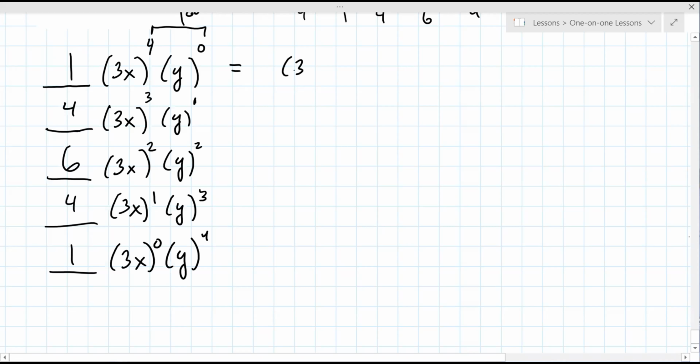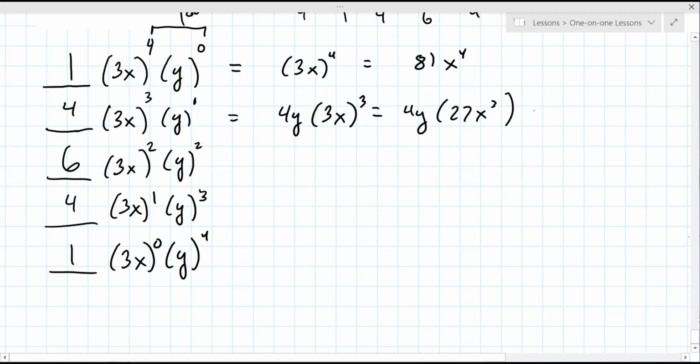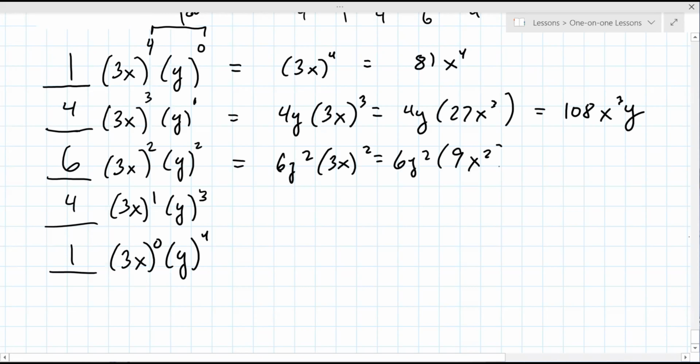So y to the 0 is 1. So this is just 3x to the 4th. 3 to the 4th is 81, x to the 4th. This one here is 4y, 3x cubed, which is 4y times 27x cubed, which is 108 x cubed y. The next one here is 6y squared times 3x squared, which is 6y squared times 9x squared. So that's 54x squared y squared.